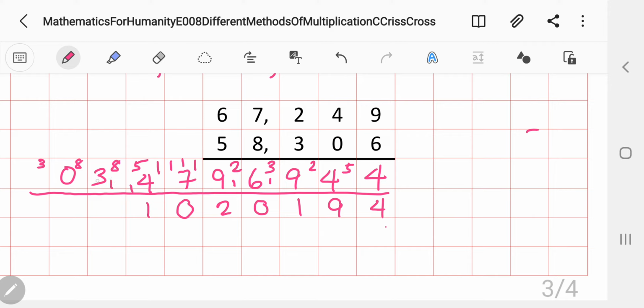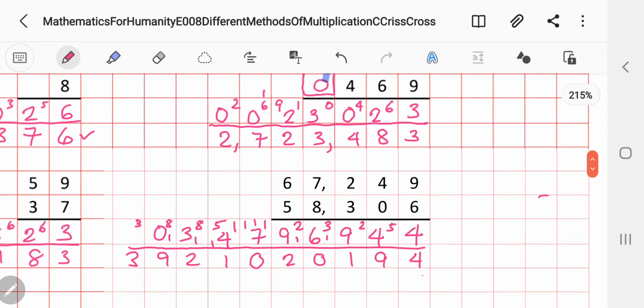And then 8 plus 3 would be 11. 11 plus 1 would be 12, and then I'll write the 1 here. 8 plus 1 would be 9, then bring down the 3. So we'll check if that is the correct one.